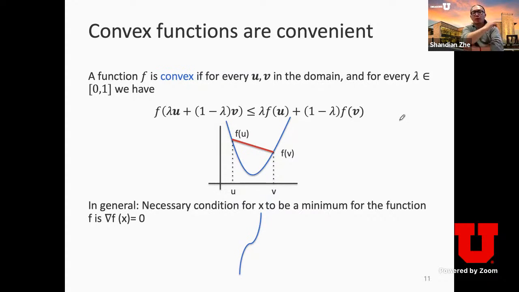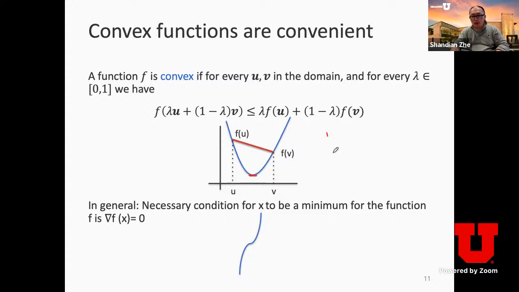So, but why do we care about a convex function, right? In the machine learning area, convex functions take a very, very important role. The reason is that convex functions have many nice properties. One example is that if you find a local minimum of a convex function, it corresponds to the global minimum.